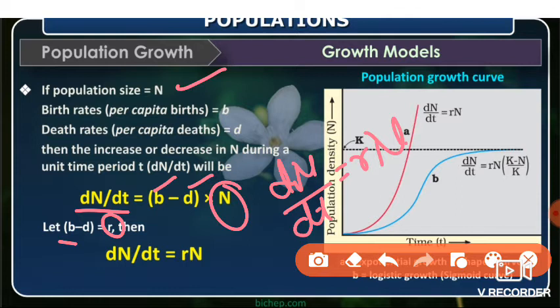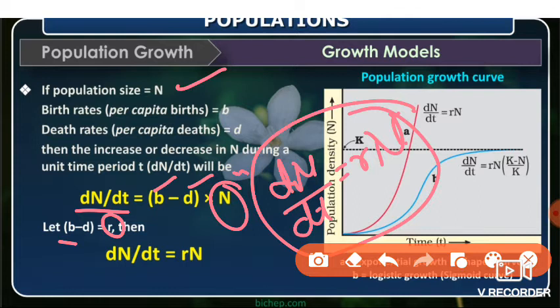R into n, this is the formula we are writing. For what purpose? If there is an increase or decrease in the population size with respect to time, we calculate it with the help of this formula, that is dN/dt equals r into N. This is the formula we are writing for population size calculation.